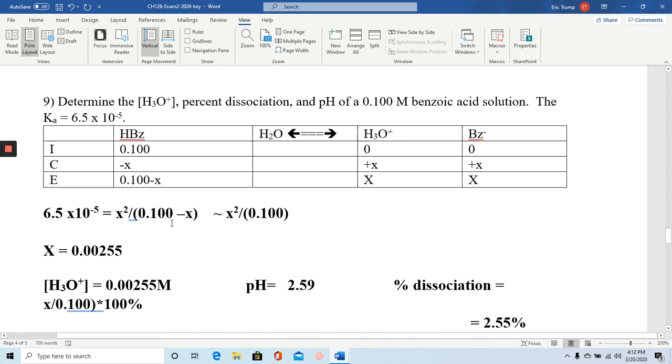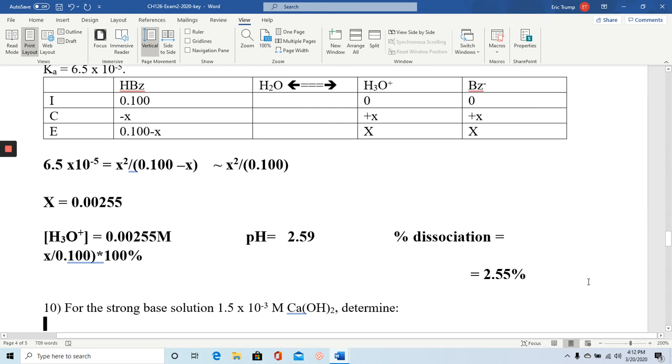The percent dissociation is equal to X over 0.1, which is the original concentration, times 100%. And so that would be X. X is right here, it's 0.00255. And then our initial concentration is 0.1. And so that's 2.55%.